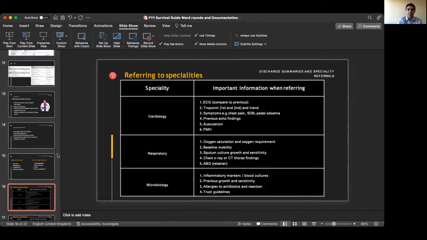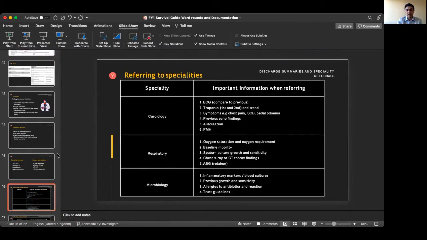Important to let them know about the baseline mobility of this patient as well. So this patient gets short of breath by walking across the room, or this patient gets short of breath by walking 2 blocks. Usually, what I mean by that is when the patient is well, how far are they able to walk before getting short of breath?